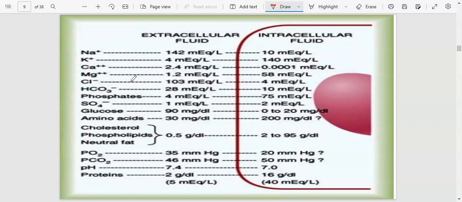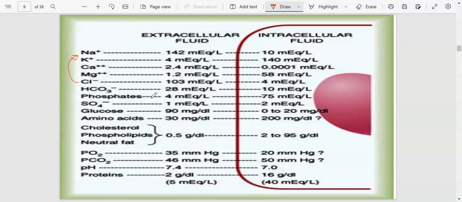We have also the chloride ions. Now, the chloride ions are higher outside the cell. To be able to know this, just remember that where you find sodium, you also find chlorine, because most of these are going to exist as sodium chloride. So chloride is about 103 milliequivalents per liter outside the cell, and inside the cell that is just 4 milliequivalents per liter. We also have the bicarbonate ions, which are also more outside the cell than inside the cell. Outside we've got 28, inside we only have 10.